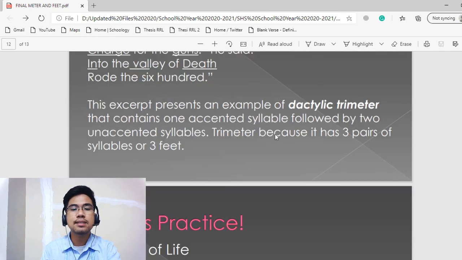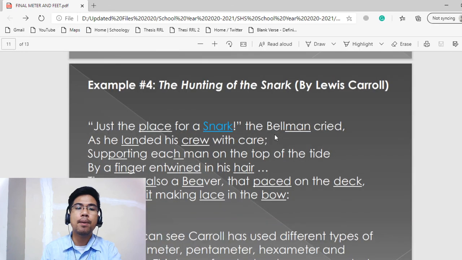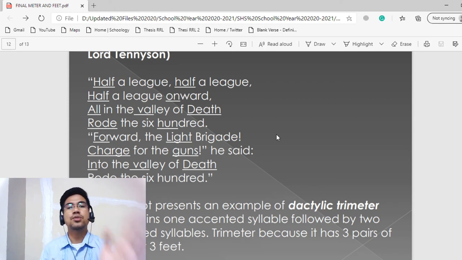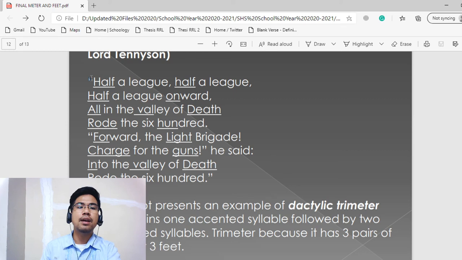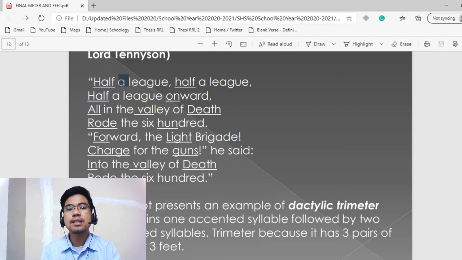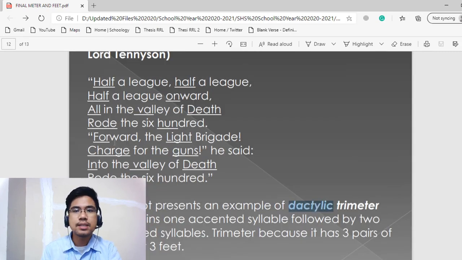Now let's proceed to the last type of meter according to sound pattern. If anapestic meter implores unstressed, unstressed, stressed pattern, the last one is the opposite. This is stressed, unstressed, unstressed. Again, the words or syllables that are underlined signify a stressed pattern. So, "Half a league, half a league, half a league onward." So this is stressed, unstressed, unstressed, stressed, unstressed, unstressed. So, it is dactylic because it implores stressed, unstressed, unstressed pattern.